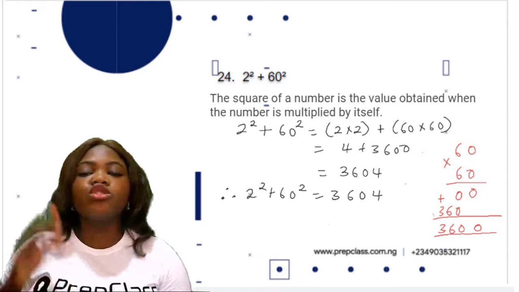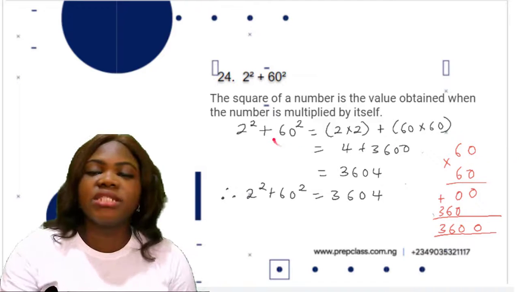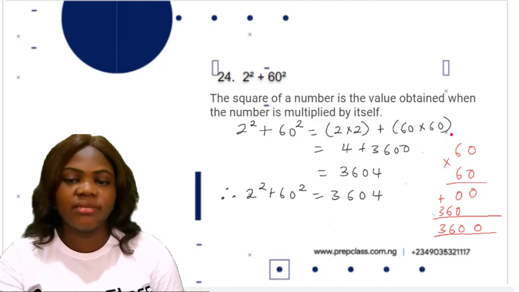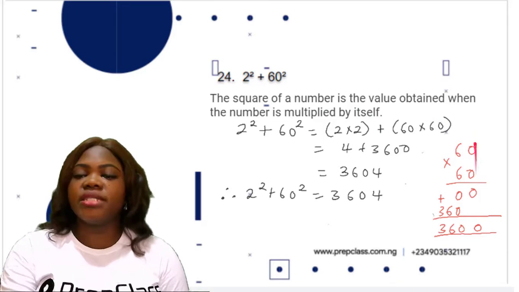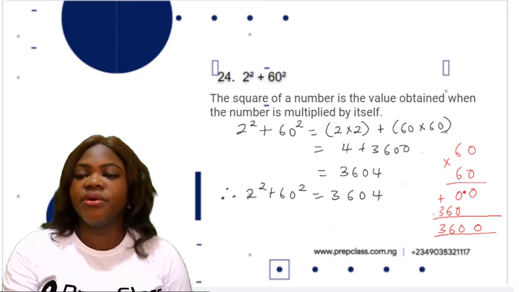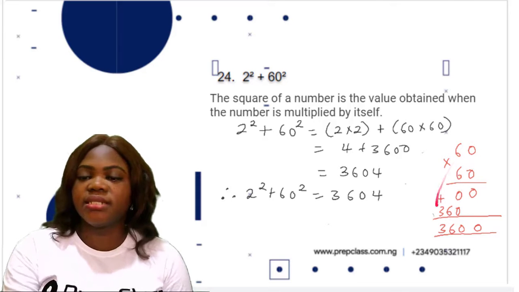So this means that 2 square plus 60 square is 2 times 2 plus 60 times 60. 2 times 2 is 4. Then let's do 60 times 60 here. 0 times 0 is 0. 0 times 6 is 0. 6 times 0 is 0. 6 times 6 is 36.